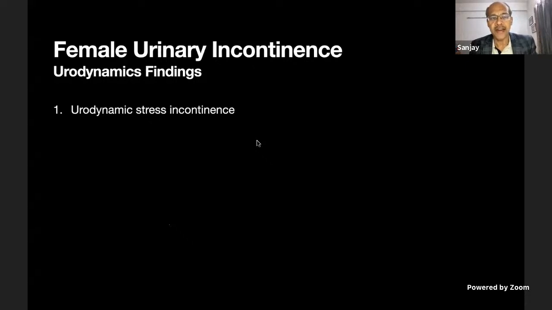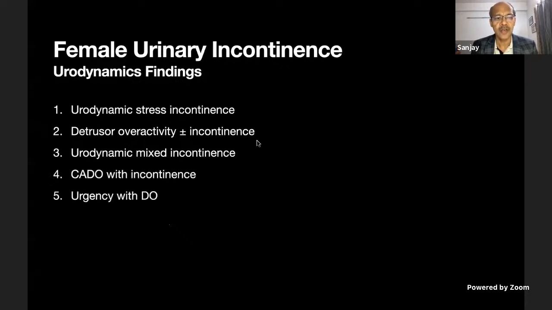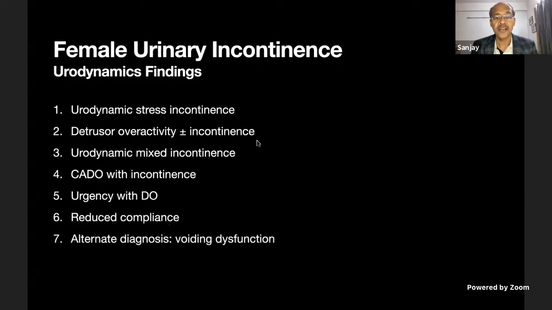So what are the potential findings that you could get when you do urodynamics in a patient with refractory urinary incontinence? You could get urodynamic stress incontinence, detrusor overactivity with or without incontinence. You could get urodynamic mixed incontinence. You could get cough-associated detrusor overactivity with incontinence, urgency with detrusor overactivity, reduced compliance, alternate diagnosis like voiding dysfunction, and normal. So you could have a patient who has overactive bladder wet, where the patient has normal findings. And that doesn't exclude a diagnosis of OAB wet.